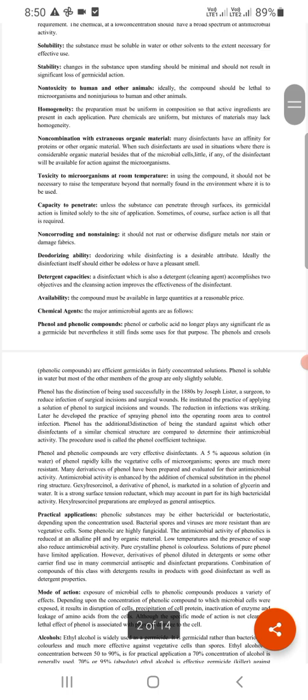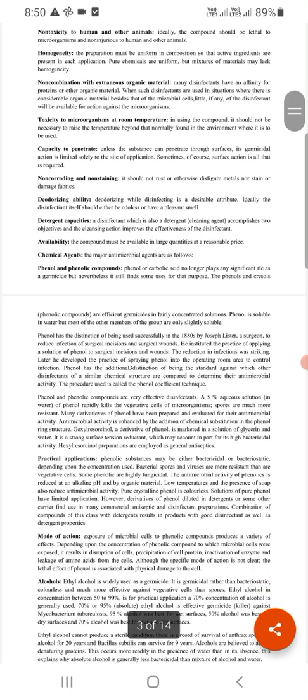Then deodorizing ability. The deodorizing ability of a disinfectant is a desirable attribute of the ideal disinfectant. It should be odorless or have a pleasant smell. It should not have an irritating smell. Then detergent capacity. The chemical should have cleaning capacity, the capacity of a cleaning detergent, and the effectiveness as a disinfectant is not compromised in this case. Then last but not the least is the availability of the substance.